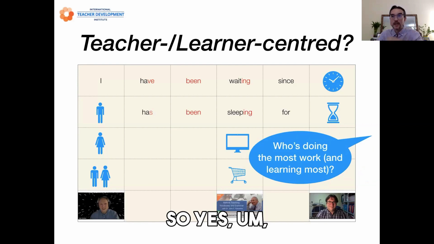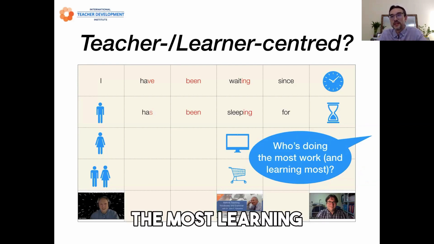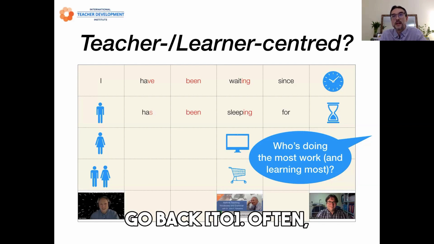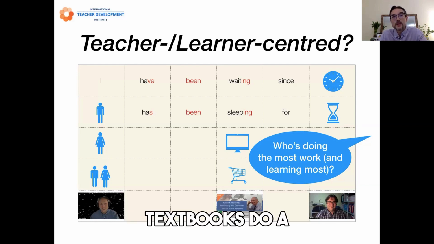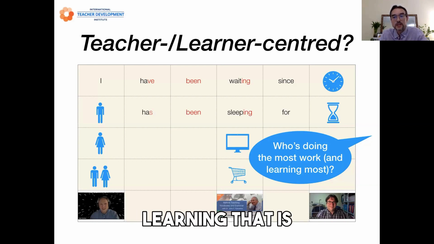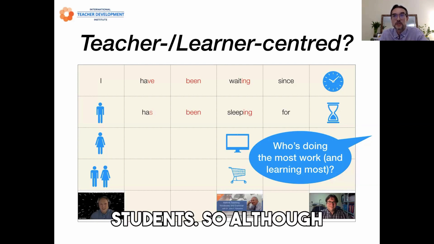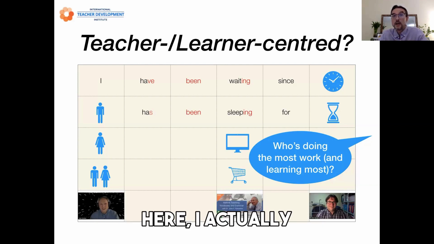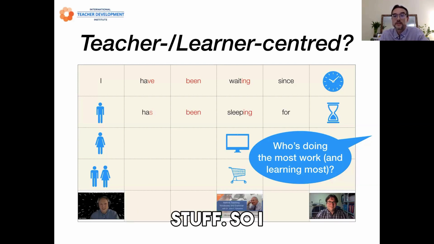So yes, this question, who's doing the most work and therefore the most learning, often is good for us to go back to. Quite often, textbooks do a great job of highlighting things, like I've highlighted the red parts here, and organizing vocabulary into semantic groups. But I always feel that by doing that, we're taking away some of the higher order learning that is beneficial to our students. So although I've highlighted this here, I actually don't highlight it for my students, but I will ask them to look for the patterns or highlight stuff. So I just wanted to point that out as well.